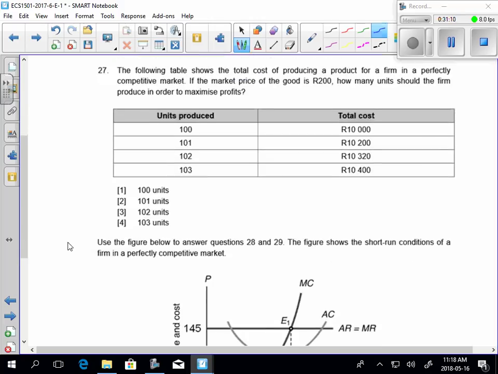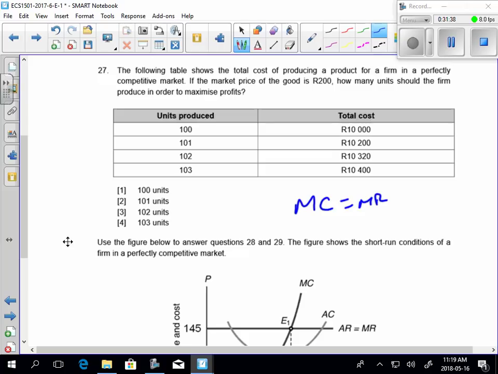What is the profit maximizing quantity of output? I said it about 14,928 times during our lectures. Marginal cost needs to equal marginal revenue. At the point where marginal cost equals marginal revenue, that is the profit maximizing quantity of output.